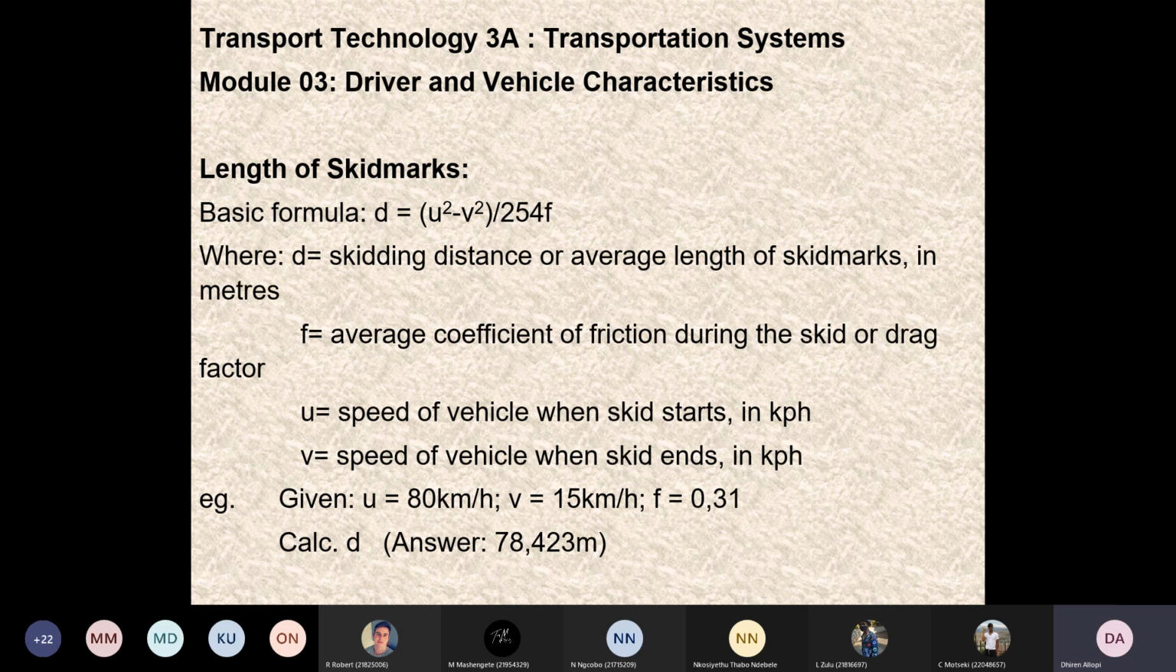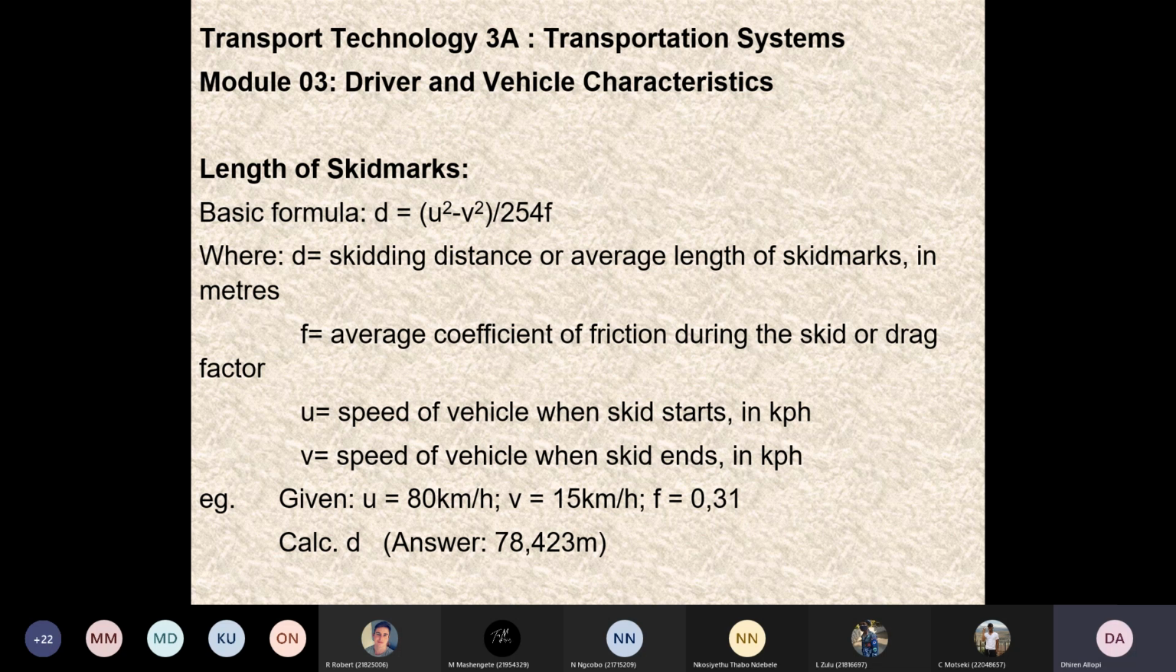So simple calculation at the bottom there, where you're given your u, which is the speed of the vehicle when the skid starts, given as 80 kilometers per hour, and then where the skid ends, the speed v is given as 15 kilometers per hour. You're given the coefficient of friction or drag factor as 0.31. So from there, you can quite easily calculate what is the length of the skid mark using the basic formula on the top. Answer is given there in brackets, 78.423 meters.